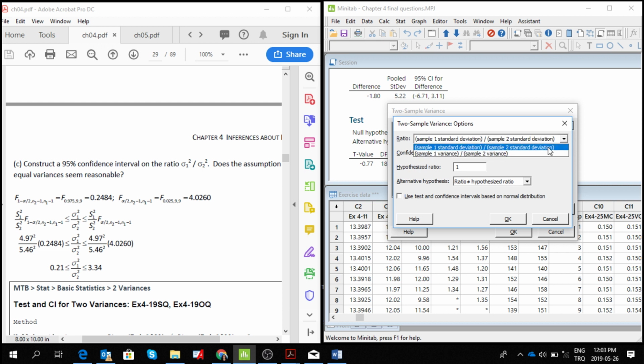Let's see whether there's an option for the ratio of the variances. Yes, there is: sample 1 variance, sample 2 variance. So we select that. Our confidence level is 95%. Hypothesized ratio is 1. Alternative hypothesis is not equal to 1. In the options, we have: use test and confidence interval based on normal distribution. We said that it's normally distributed.